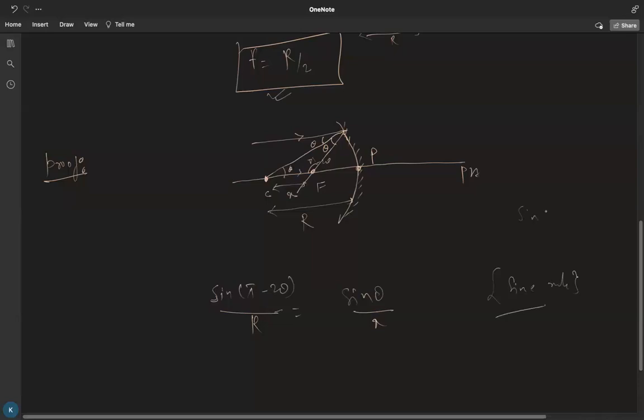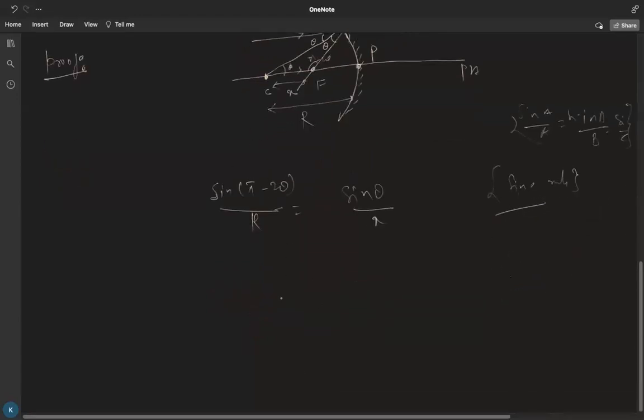Like sine of A by angle A is equal to sine of B by angle B, is equal to sine of C by angle C, right? So this is the thing we are actually applying here. Now the next thing we can write here as sine of 2 theta by R is equal to sine of theta by S.